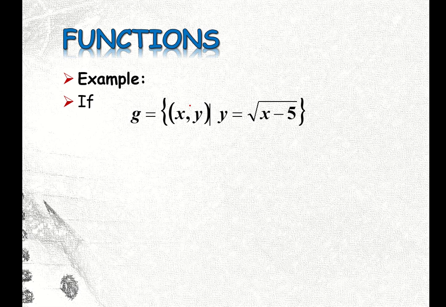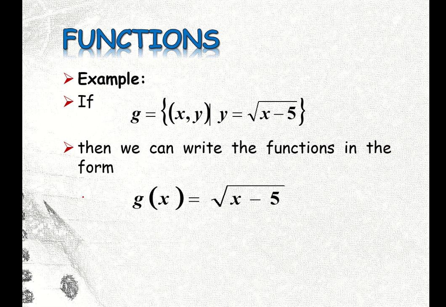Okay. For example, if you have this expression, G formula, no? G is a set that contains ordered pairs of x and y such that y equals square root of x minus 5. So, ang G daw natin magdepende sa value ng x. So, we have function of x and y, where y depends on the value of x. So, this can be written as g of x equal to square root of x minus 5. So, ito yung expression. We transform this notation into this form for simplicity.